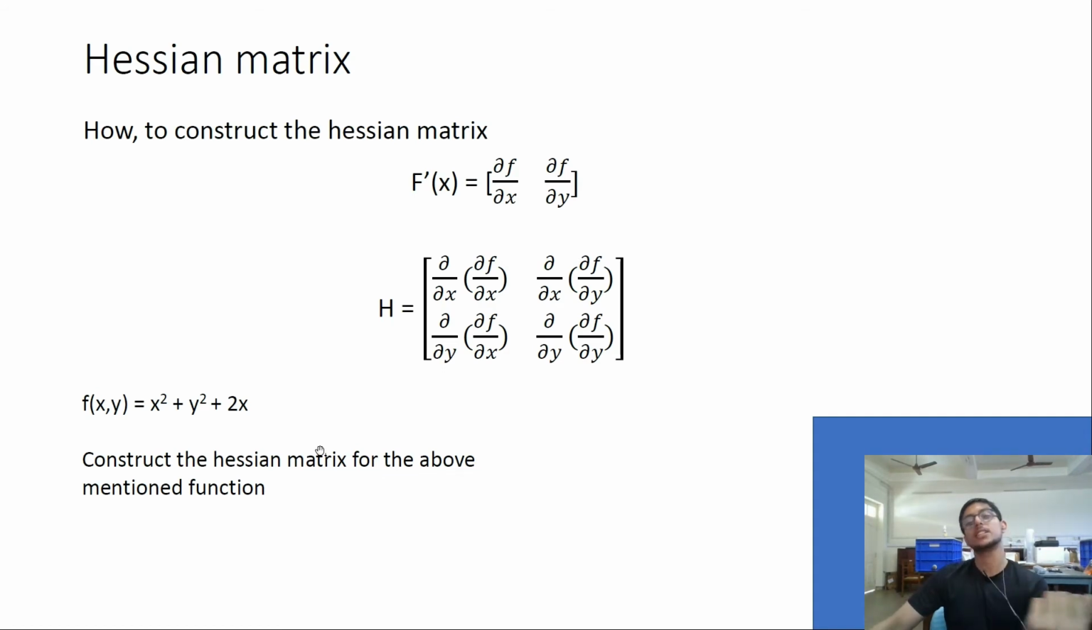Can you guys construct the Hessian matrix for this particular function? Give it a shot. Let's see. Just say when you're done, and then I can go to the next slide and you can check whether it is correct or not.